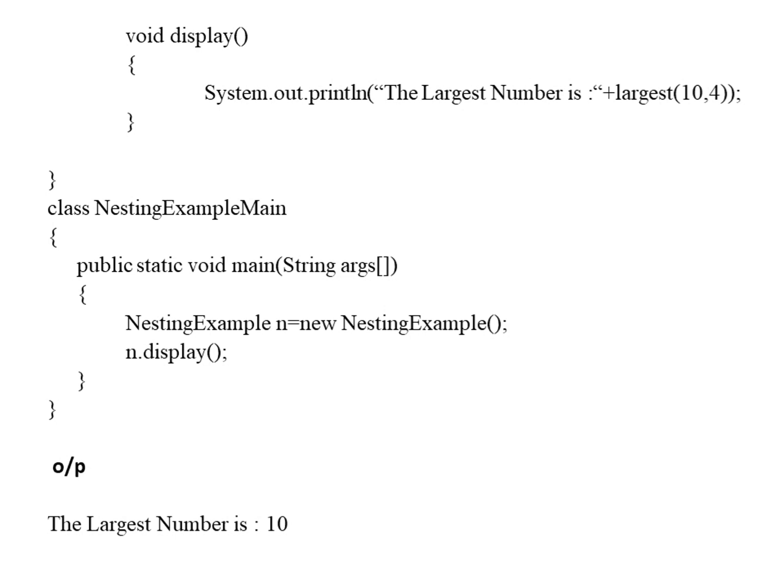See, after creating the object n, I am calling only display. I have not called largest. Why? Because the display method itself is calling largest. So the control goes to the display method and the display method will call the largest method. So the largest number is 10. That is the output. That's all for this presentation. Thank you.